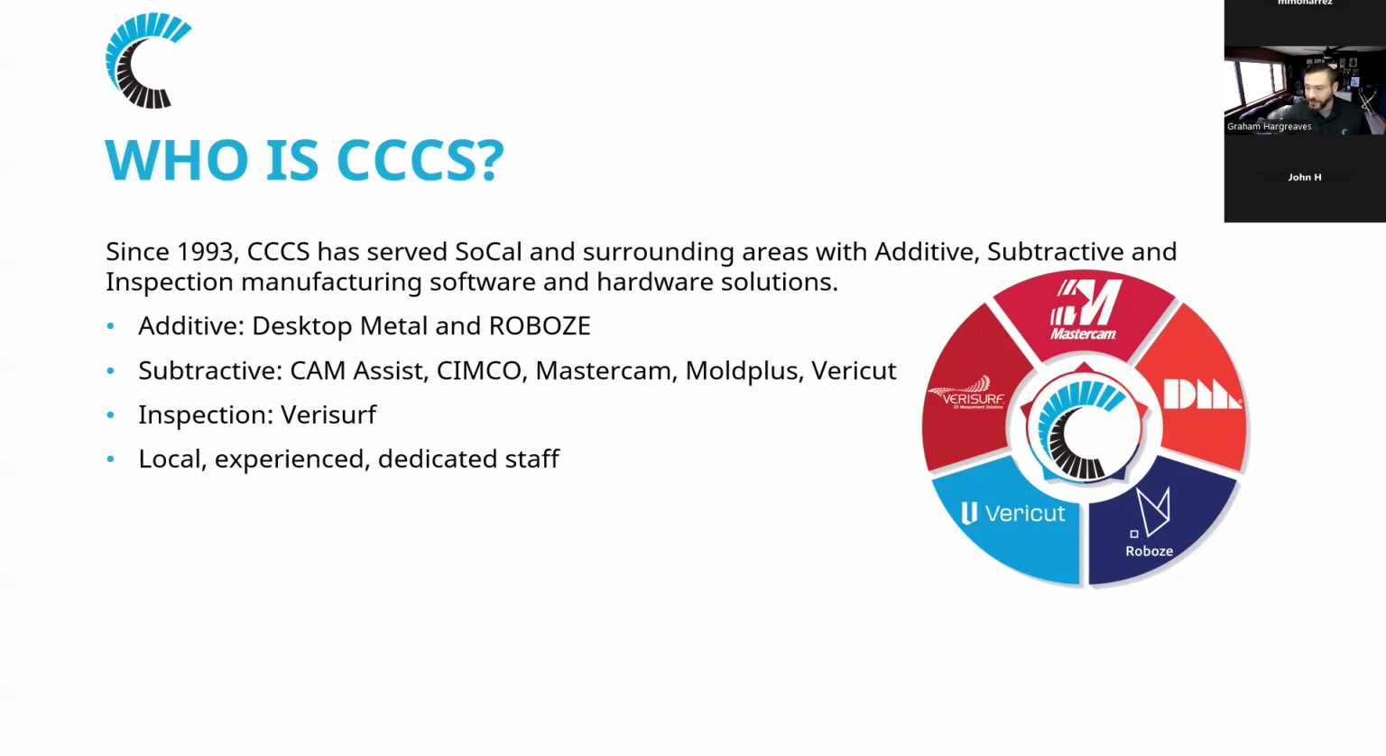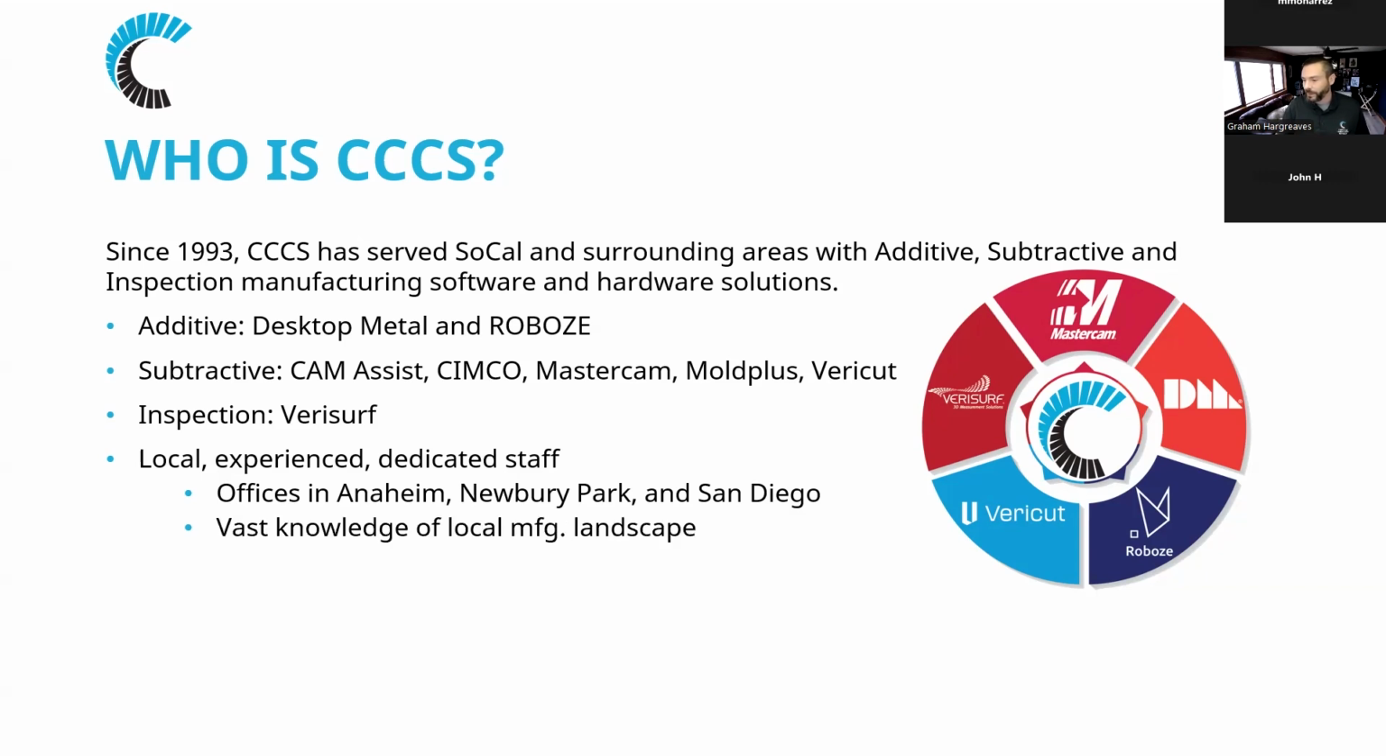Being around since 1993, a lot of our employees have been around exactly that long, which is a testament to their skills and dedication. We have 3 offices. One is in Anaheim, our corporate office is in Newbury Park, and we have one in San Diego that we opened a few years ago. With that experience, we have a vast knowledge of the local manufacturing landscape. We know the companies, we know the players, we know the partners. So we have a pretty good snapshot of what's going on out there, and it helps us do business and help you folks out as well.